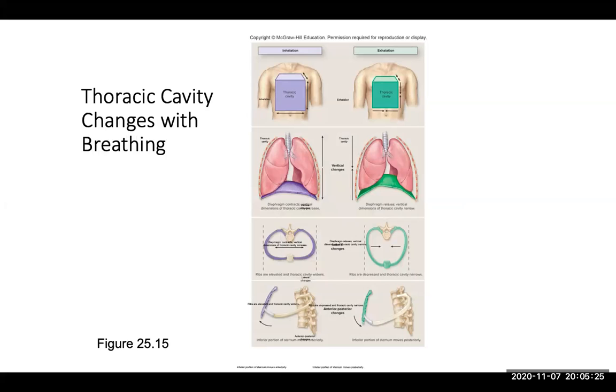Here's a look at how the thoracic cavity changes with breathing. So during inhalation, the thoracic cavity increases in size. You can see here the vertical change as well as the horizontal change in the lungs. And during exhalation, the thoracic cavity decreases in size. You can see the vertical change and how the diaphragm will relax, kind of making itself cone shaped, back into the upper part of the thoracic cavity.